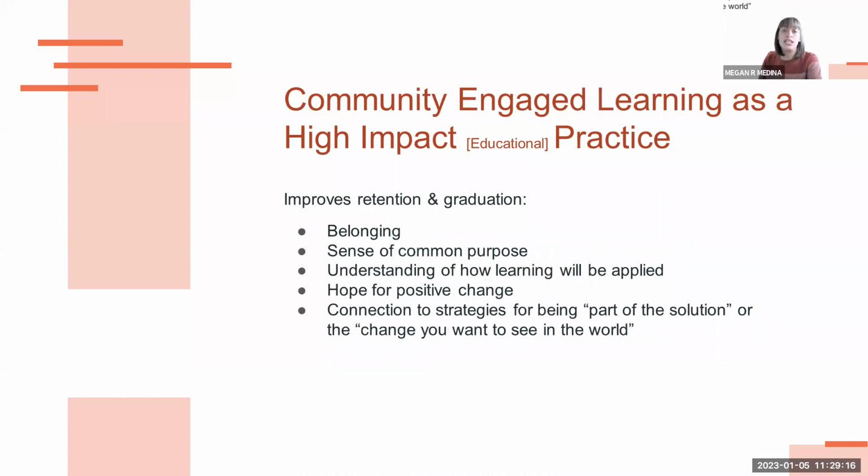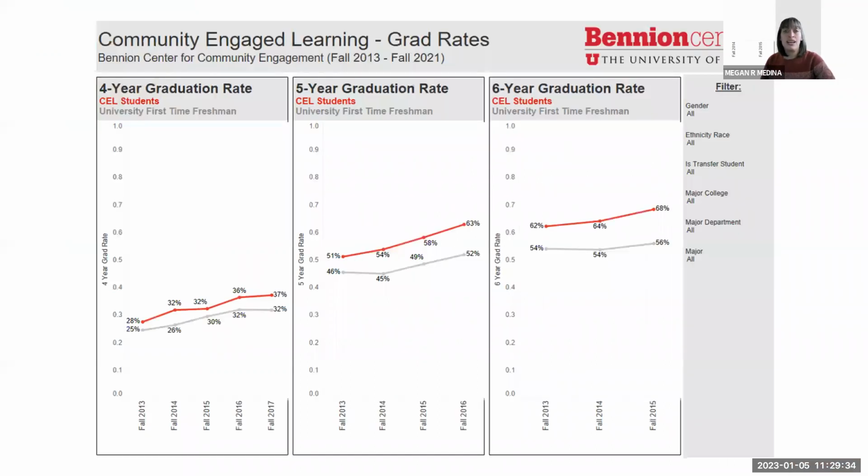How does it improve retention and graduation? Well, community-engaged learning increases students' sense of belonging, their sense of common purpose, the understanding of how the learning will be applied in the real world. It creates a sense of hope for positive change and strategies for becoming part of the solution. We've seen this play out at the University of Utah. Students who take a CEL course are more likely to graduate in 4, 5, and 6-year graduation rates. And this is across all demographics.